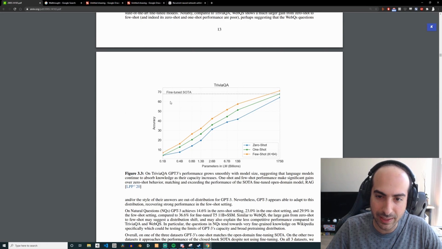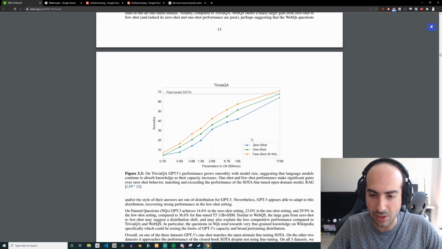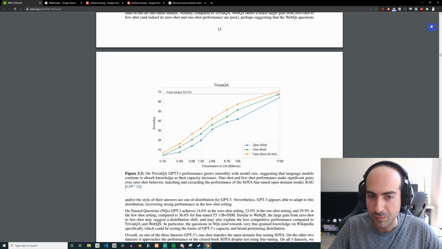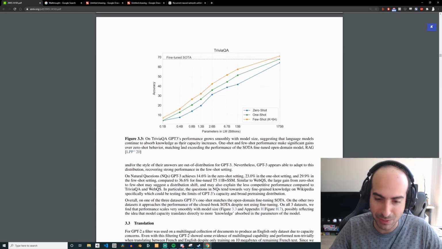And you'll see here, they have the fine-tuned state of the art. I wish they had also added the number of parameters this took, but you'll see this is not actually beaten by the 13 billion approach. It is beaten with the larger models, but only for few shot. But the fact that one shot and zero shot even come close to state of the art is incredible. To me that is still very impressive. But the fact that it beats it is even better. It just tells you, maybe we're not as smart as we think we are.